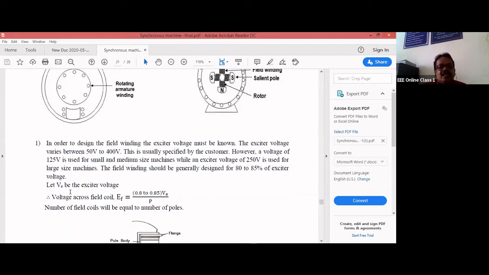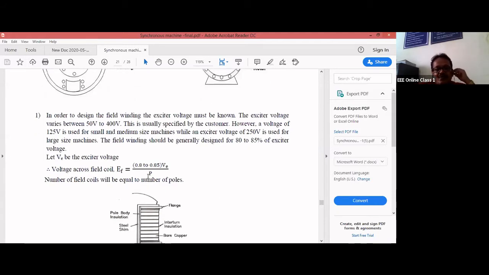Let VE be the exciter voltage, and the voltage across the field coil EF. We take 0.8 to 0.85 into VE, which means around 80 to 85% you have to take. The remaining will go to the I square R loss in the field winding. So EF equals 0.8 to 0.85 VE divided by P, where P is the number of poles. This is the voltage across the field coil.